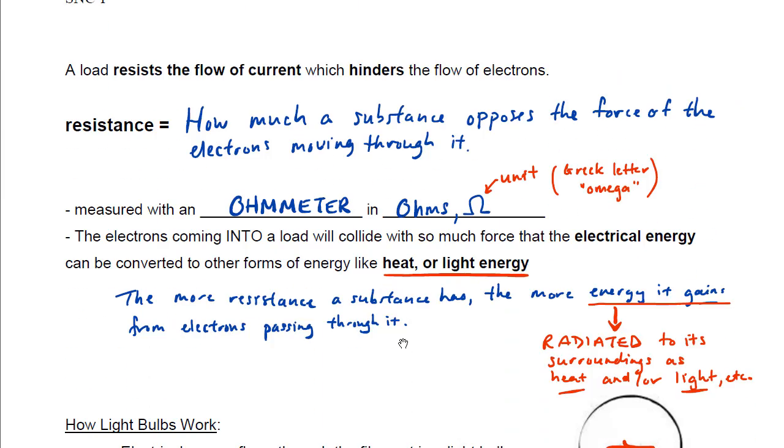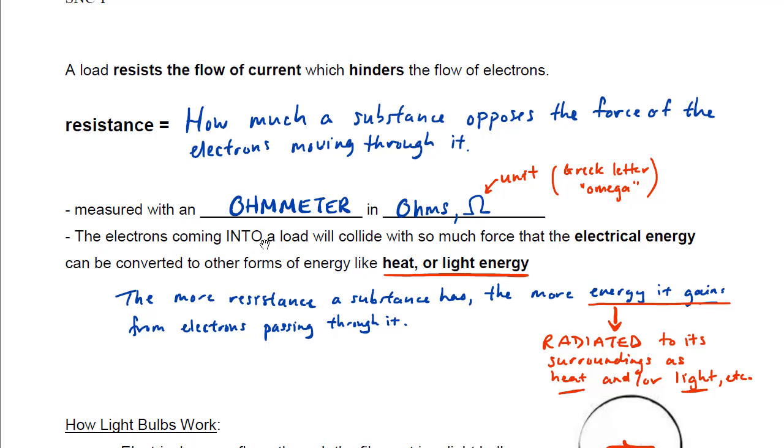Okay. Finally, we have resistance. Now resistance is when any kind of load, so any kind of substance, pushes back or opposes the force of the electrons moving through it. In other words, it's like you're pushing on somebody and then they are putting on the brakes and it's hard to push them. And the more a substance resists the force of the electrons being pushed through it, the more it can convert the energy.